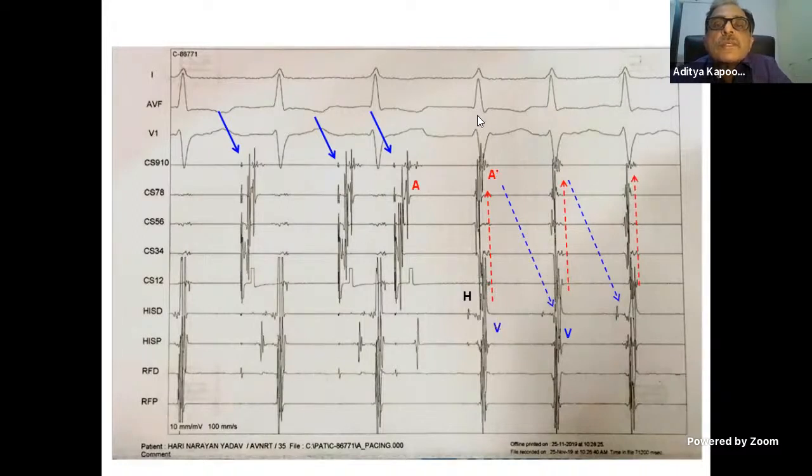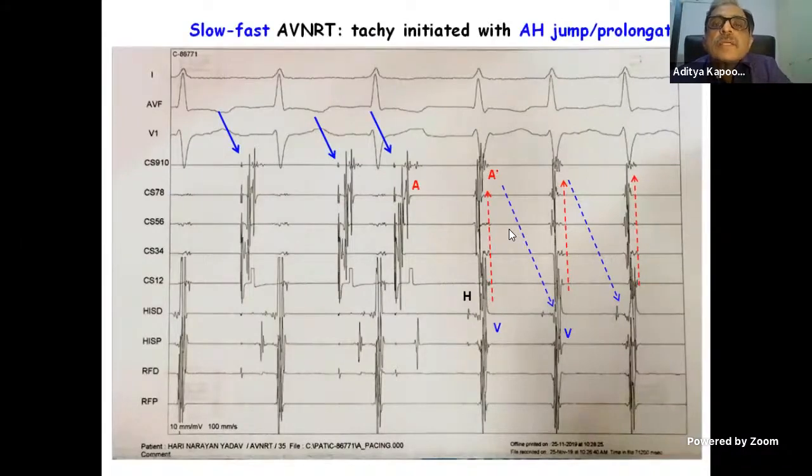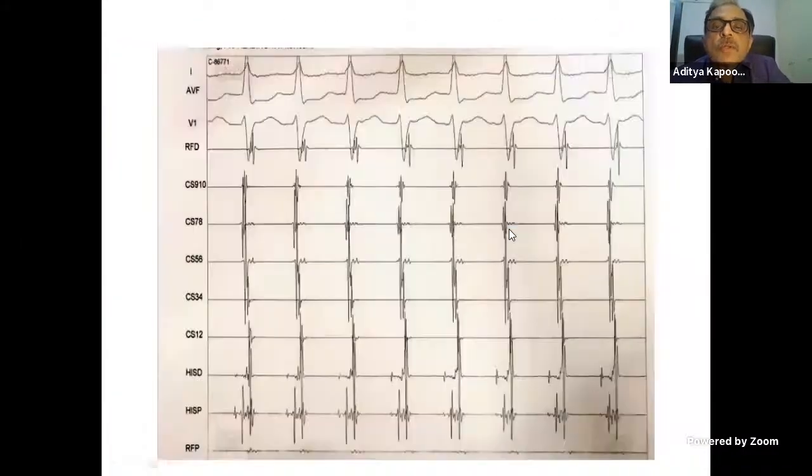And again, if you see this V1, you see this slight notch in V1, which is not there in the baseline ECG. So this is the retrograde P wave, which is being inscribed right inside the QRS. So this is how a slow fast AVNRT will look like, initiated with the AH jump or AH prolongation. And if somebody shows you this tracing, this is just a similar previous patient.